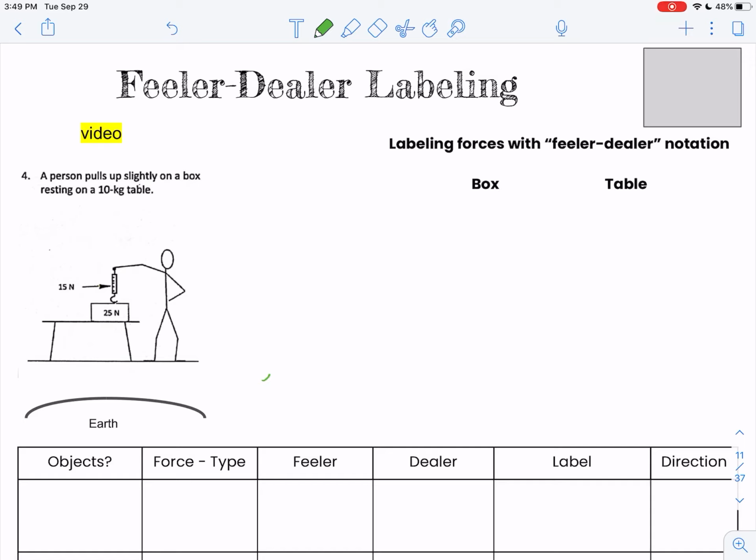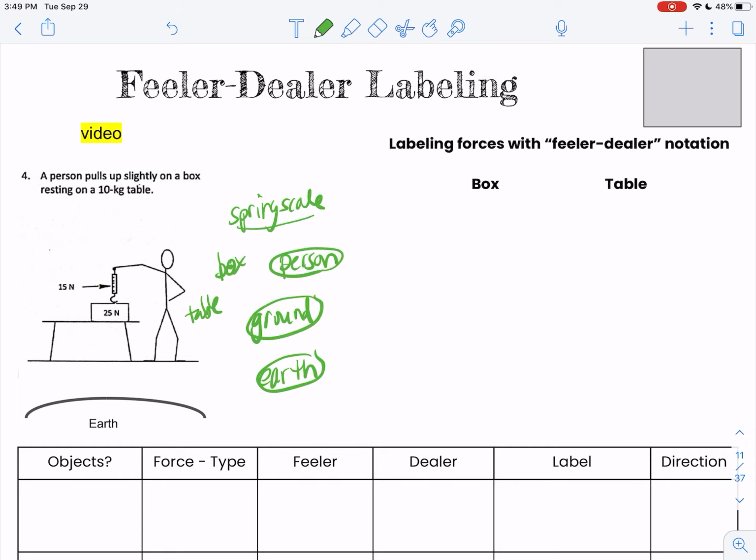Okay, so we have the earth, the ground, the person, the box, the table, and the spring scale, which is what he's holding. All right, so let's take a look at all of these objects. Again, we won't draw interaction diagrams forever, but they're really helpful, especially as you're learning and for conceptual questions. So let's see what's interacting.